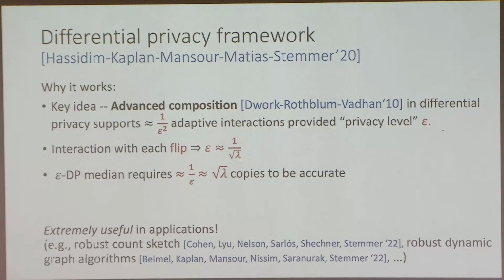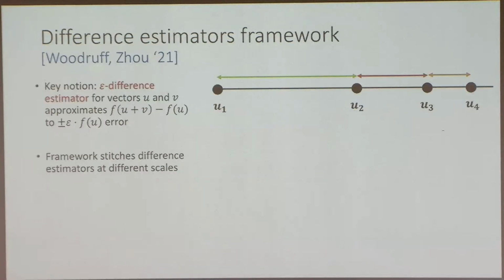And this differential privacy framework, we've seen that it is optimal in terms of the dependence on the flip number. And because of the optimality, because it is quite simple, it is extremely useful in applications. So for example, two applications, where there are many others, but two examples I want to mention are doing robust count sketch that is in some strong sense optimal, and also producing dynamic graph algorithms that are adversarially robust, although there are some gaps in this context. Okay, so this was a differential privacy-based framework.